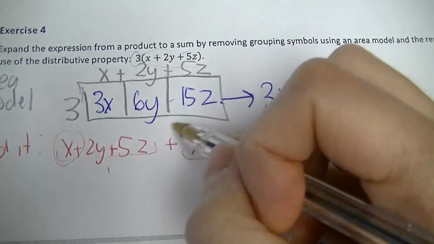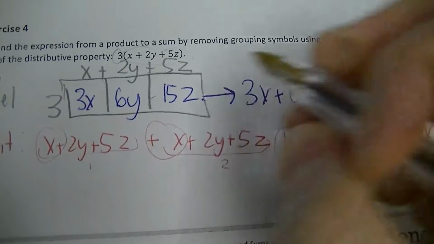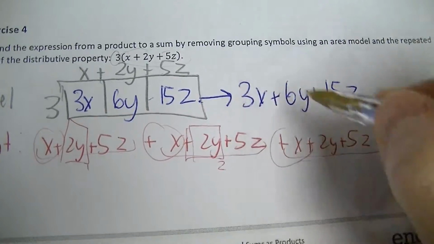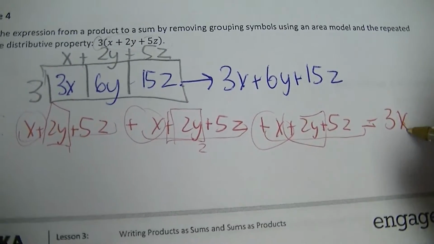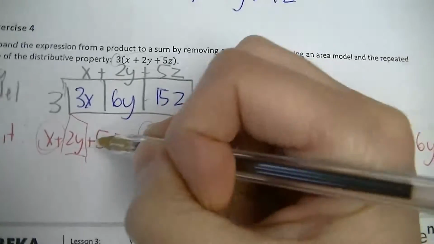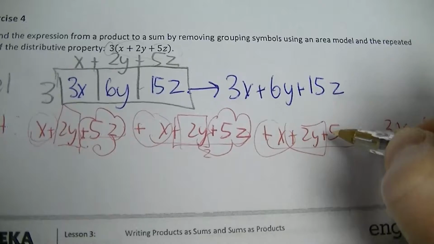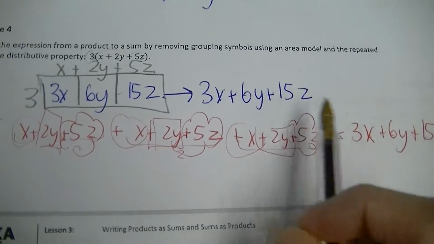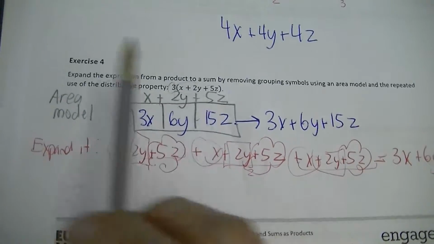So I have an x plus an x plus an x, which is 3x. Then we have 2y plus 2y plus 2y, so 2, 4, 6y. And then we have 5z plus 5z plus 5z, which is a positive 15z. Look, we got that exact same expression up here, equivalent.